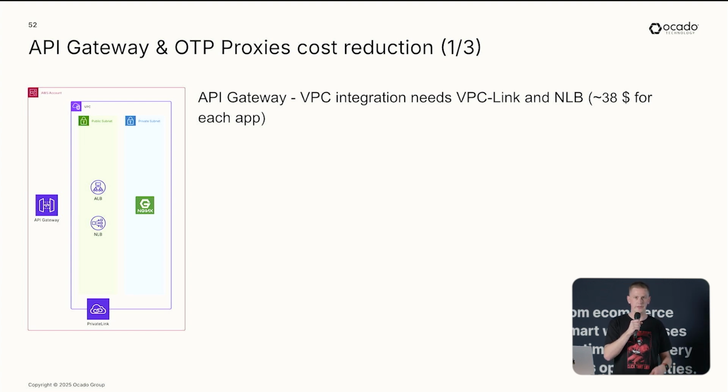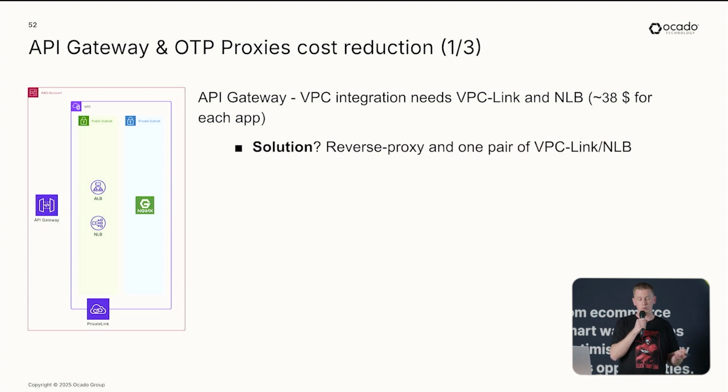If you take a look at the constant cost incurred by that solution, that gives you around $38 for each of the applications. I hope you remember when Kasia was speaking about the size of our platform. We do have a lot of applications. If we had to pay $38 for each of them just to have the network connectivity, that could have killed us. So we thought of a solution to that problem.